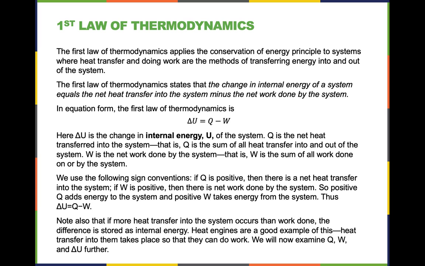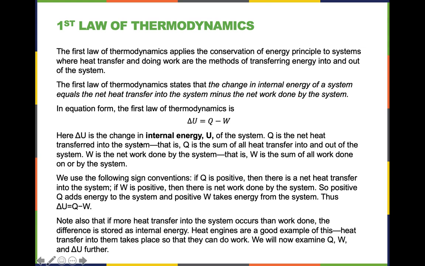So the first law of thermodynamics applies the conservation of energy principle to systems where heat transfer and doing work are the methods of transferring energy into and out of the system. The first law of thermodynamics states that the change in internal energy of a system equals the net heat transfer into the system minus the net work done by the system. So in equation form, you have this, where U is the internal energy. So this delta U gives you the change in internal energy of the system.